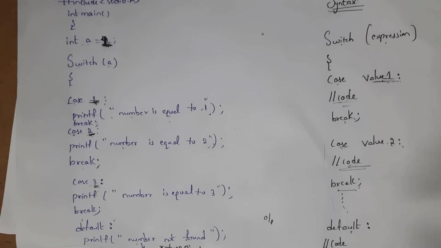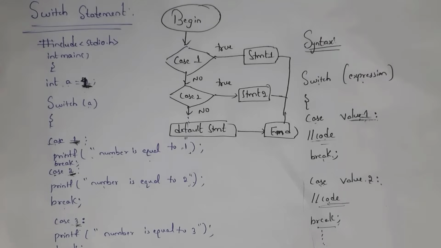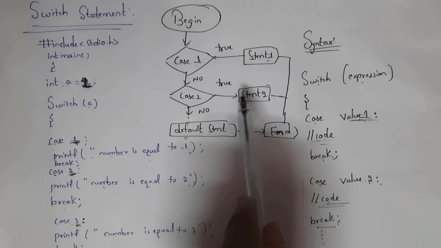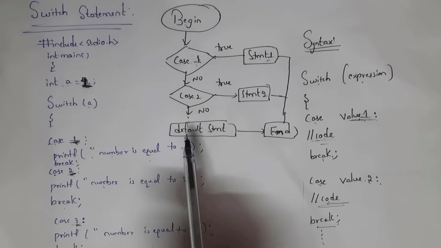Next I will explain flowchart. This is flowchart for switch statement. This flowchart is same as else if statement. At first you need to write start or begin. Case 1 contains statement 1. Case 2 contains statement 2, so on. At last you need to use default statement.